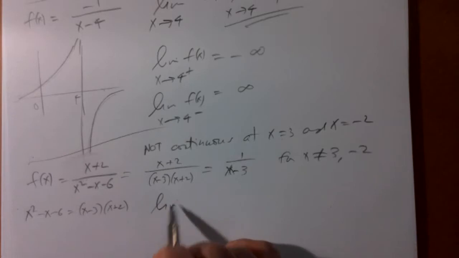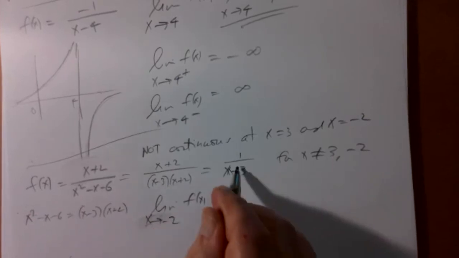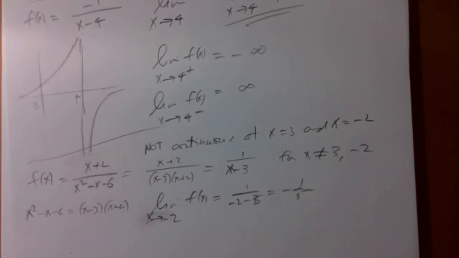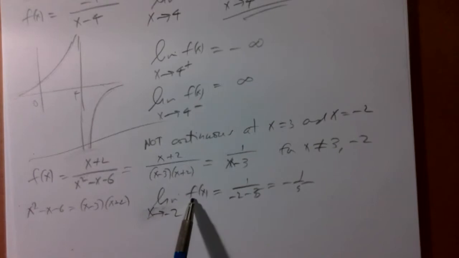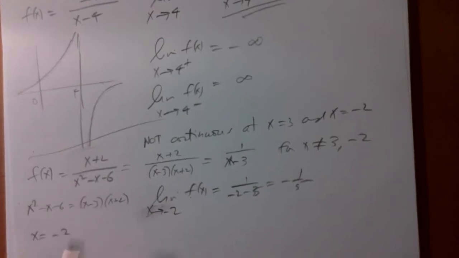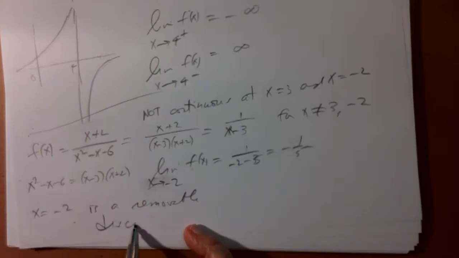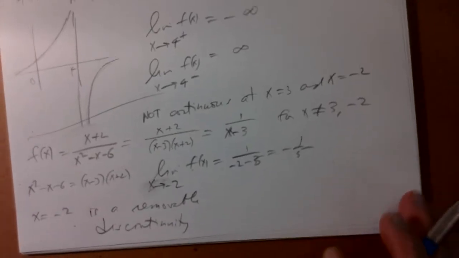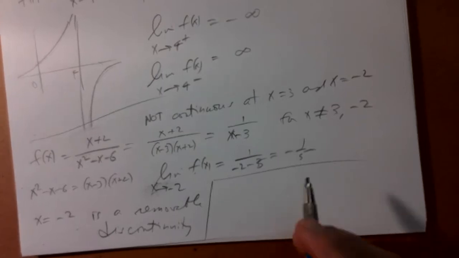And the limit of f of x as x approaches negative 2 is 1/(-2-3), or minus 1/5. So at x equal negative 2, the limit of this function exists, so x equal negative 2 is a removable discontinuity. If we simply redefine the function at negative 2 to have the value -1/5, the new function would be continuous.